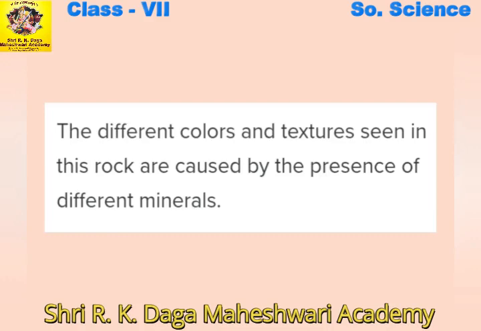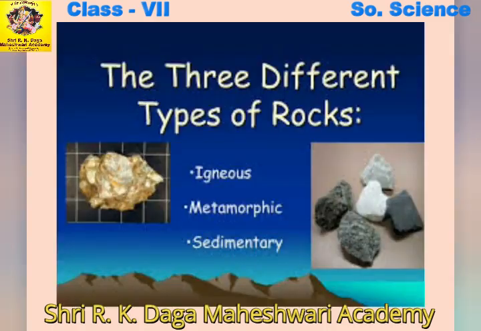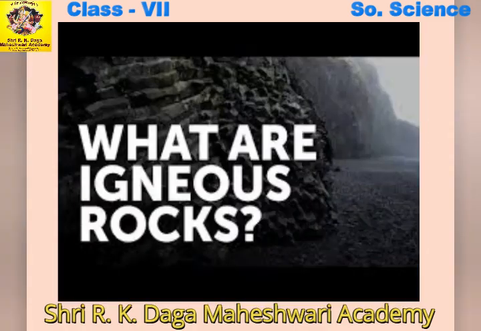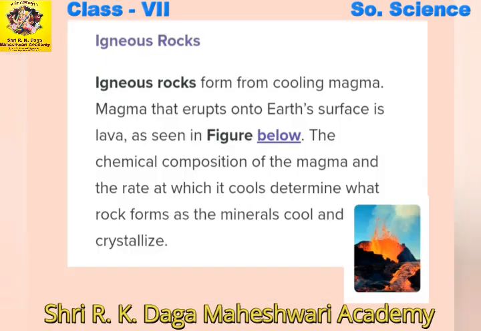Now we will discuss the different types of rocks. Rocks can be put into three basic types. First is igneous rocks, second sedimentary rocks, and third metamorphic rocks. Now we take the first type, igneous rocks. Students, the oldest type of all rocks is the igneous rock. The word igneous has been derived from a Greek word which means fire.